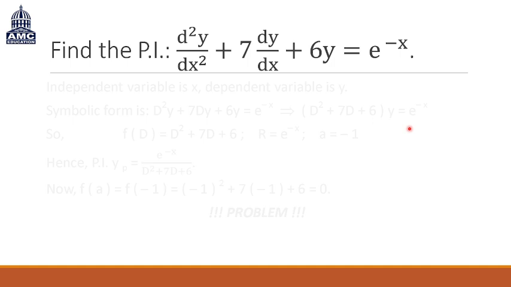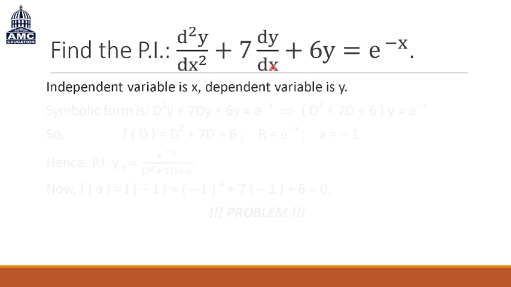We are going to find the particular integral of the given equation d squared y by dx squared plus 7 times dy by dx plus 6y is equal to e raised to the power negative x. You see that the independent variable here is x. How do we find that? The indicator is that on the right hand side of the equation, the non-homogeneous part is completely made up of x, and the denominators are x's again. So the independent variable is x and the dependent variable is y, my friends.